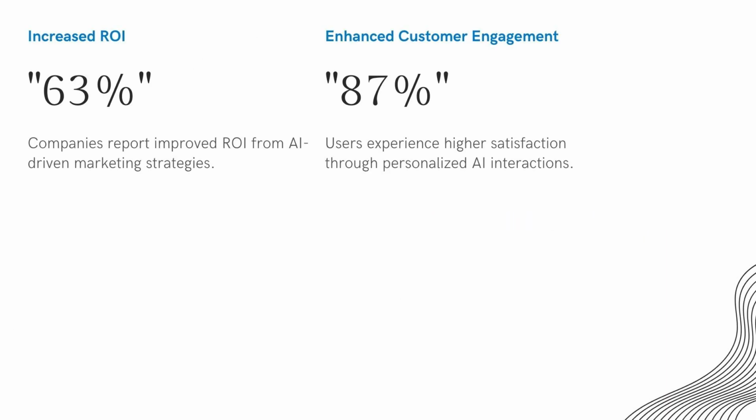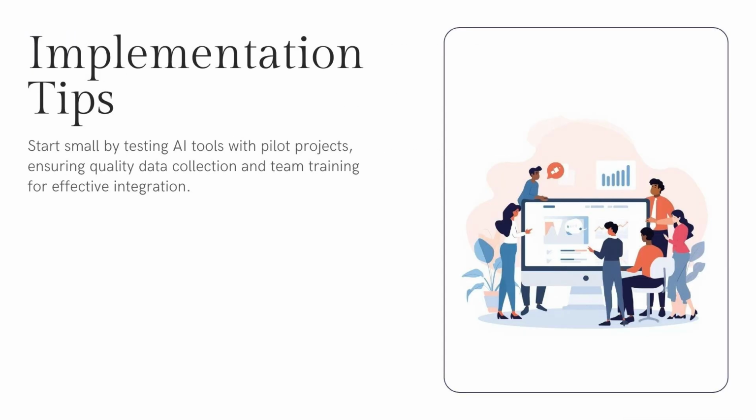Next, employ AI for customer segmentation. Platforms like HubSpot use AI to analyze data and group your audience for targeted campaigns. Use AI chatbots on your website for instant customer service and lead generation.